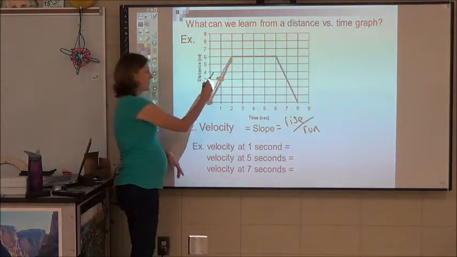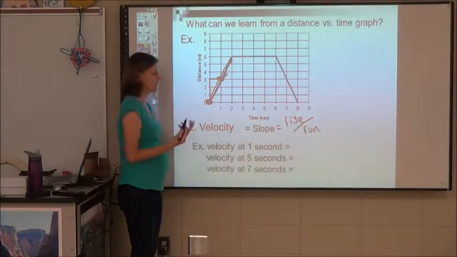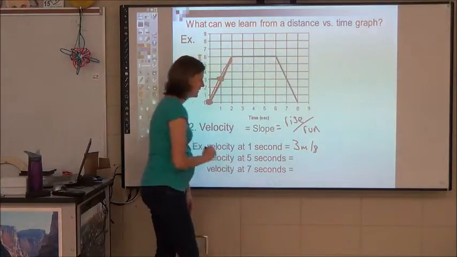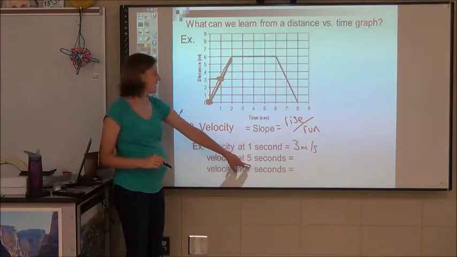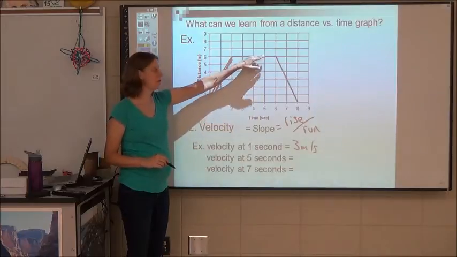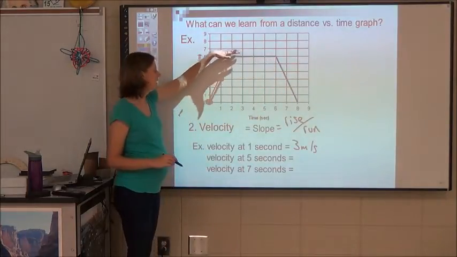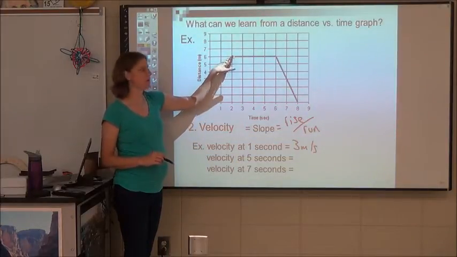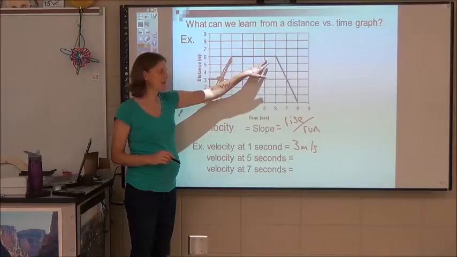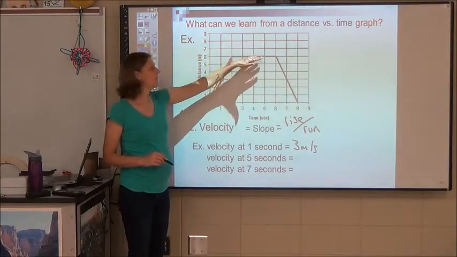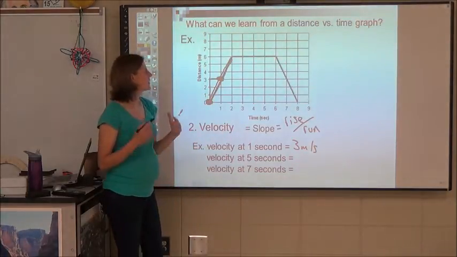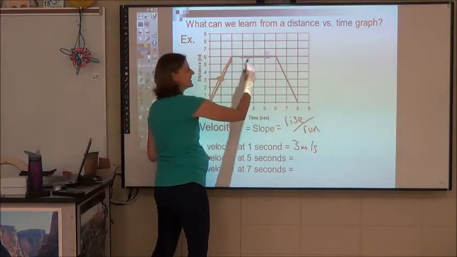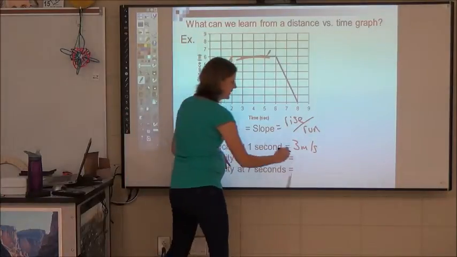So I go up 3 over 1, 3 over 1, 3. Velocity at 5 seconds. Make this easy on yourself. This is a flat line. So my distance went up and up and up, I reached 6 meters, and then it stayed at 6 meters. So this person walking, or car, or whatever it is, is no longer moving. And just recognize flat line, there's no slope there.